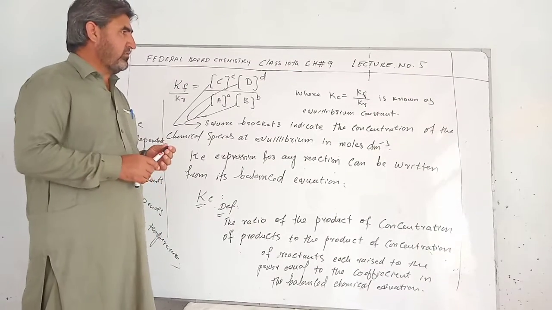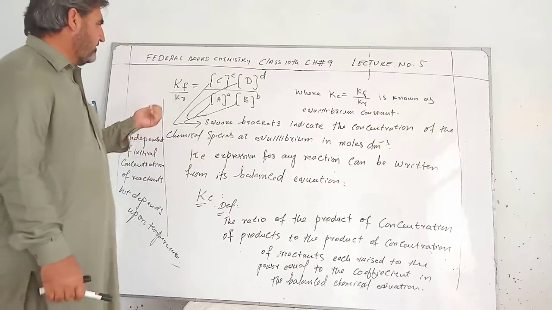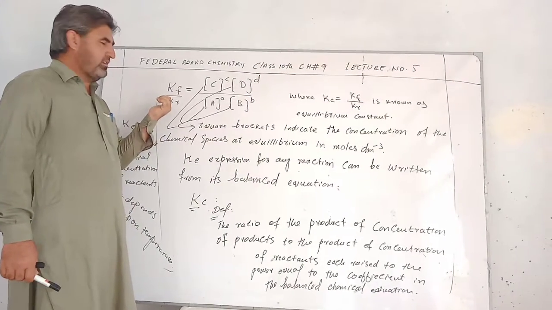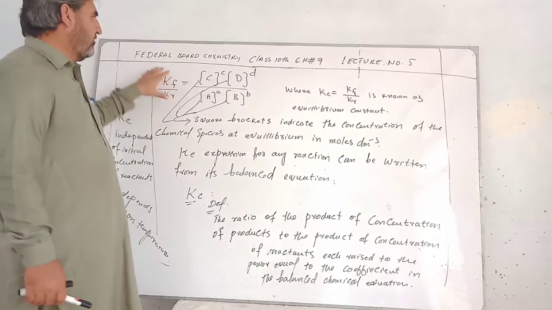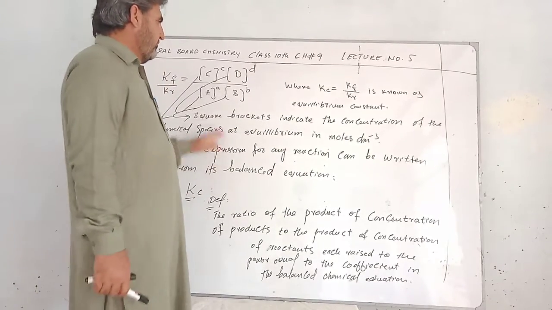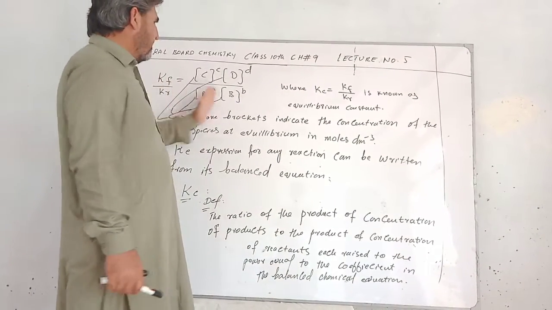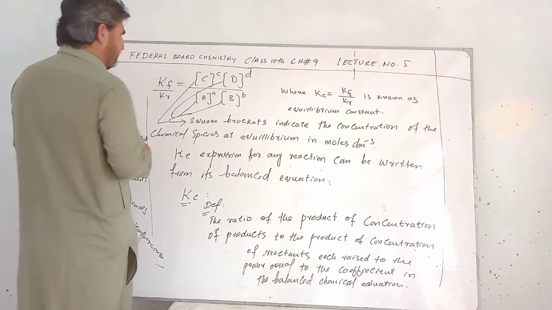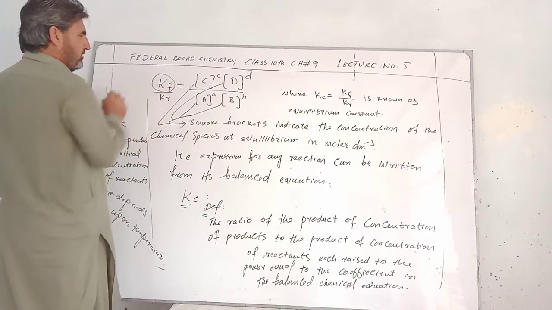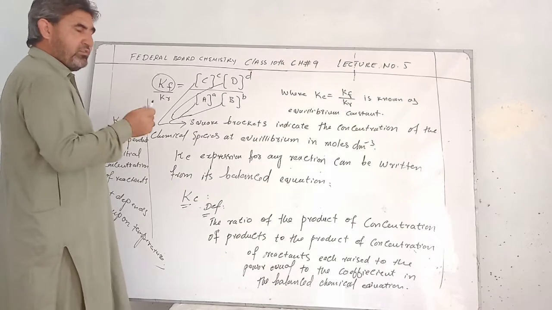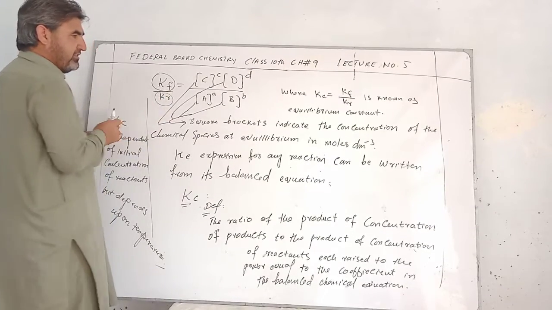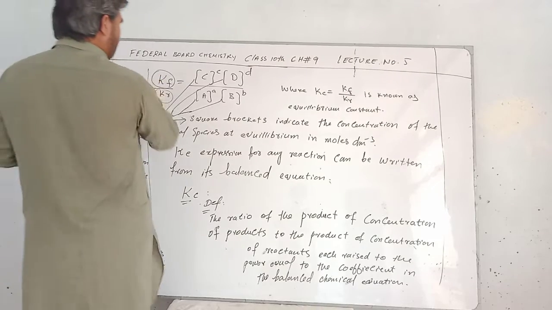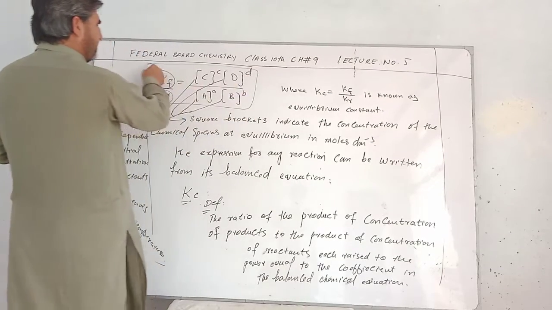What is the equilibrium constant Kc? Yesterday in the previous lecture we discussed the law of mass action, in which we derived this equation. This is the mathematical derivation of the law of mass action. This represents the rate constant for the forward reaction, and this is for the reverse reaction. After rearranging, we have got this equation.